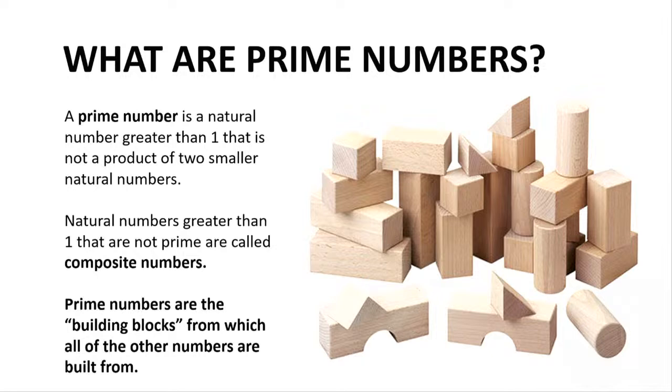So these natural numbers that are not prime are called composite numbers. They're made up of other numbers. 3 and 2 together, I guess the composite would be 6. But prime numbers, because they can only be divided by one and themselves, are typically considered the building blocks of all the other numbers that the composite numbers are built from.